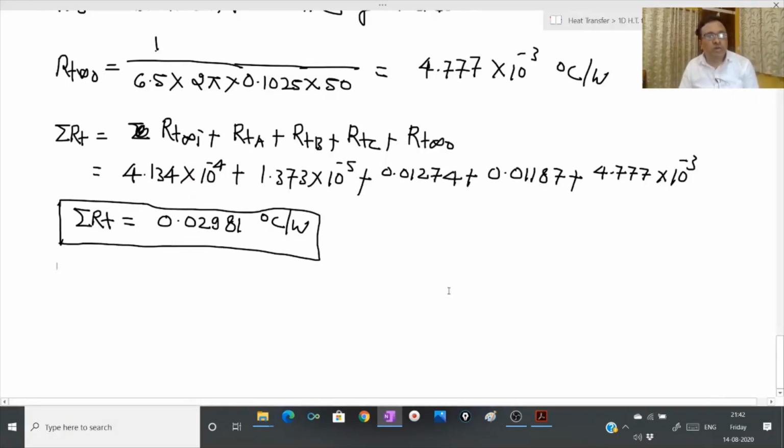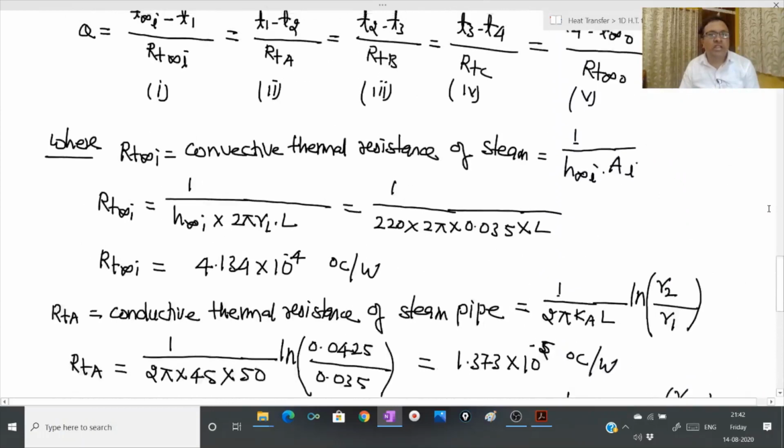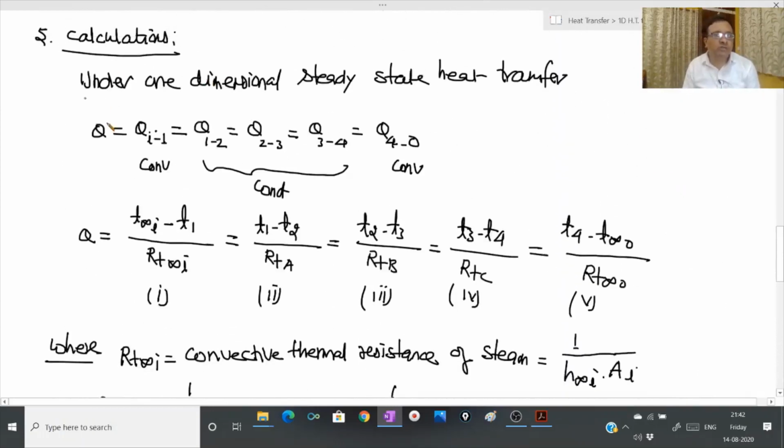Now we could calculate total thermal resistance, and we have the expressions for individual thermal resistances. Individual heat transfer rate through the steam pipe, asbestos insulation, magnesia insulation, and cold air. Now I could calculate the value of steady loss by using either of the equation from 1 to 5. But once again, what is the problem? I don't know the values of T1, T2, T3, T4. However, I have been given the values of only T infinity I and T infinity O.